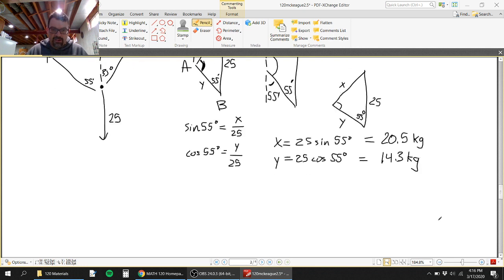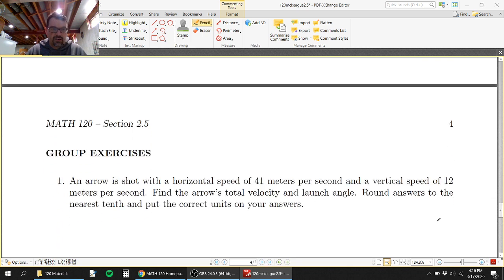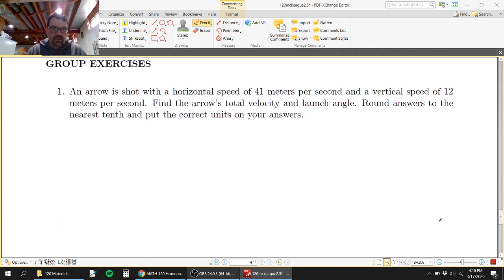All right, there's a couple group exercises on the next page. They don't quite involve forces like that. But I'm going to say, if some of this is making some sense, pause and see if you can figure out what's going on, or see if you can do these two. Otherwise, I'll go over them in just a sec.